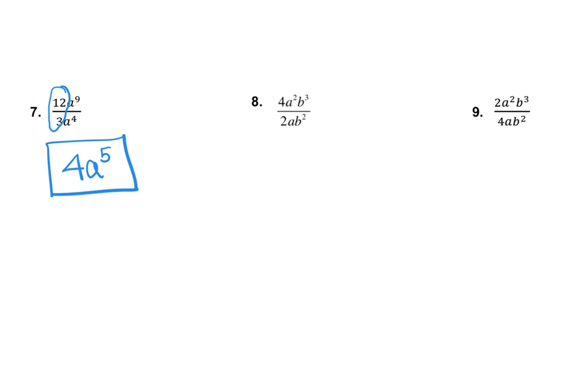All right, pause the video. You try this number 8 and then resume and let's check our work. Okay, so hopefully you took 4 divided by 2 and got 2. A squared divided by a to the first power results in a. If you have a to the first power, that is just fine. This is the same thing as this. We just don't write that one. And then b to the third divided by b squared also results in b to the first power.